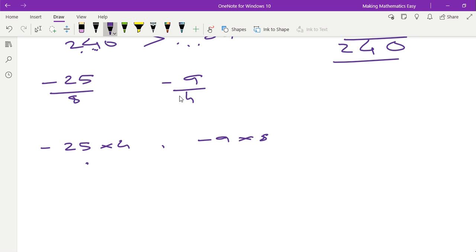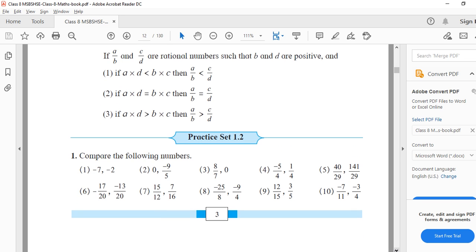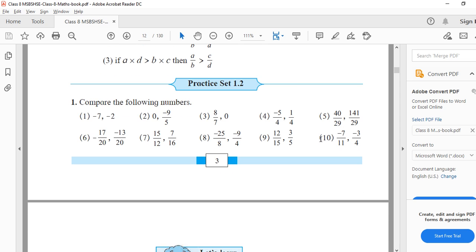25 4s is 100, but negative sign you need to remember. 9 8s are 72 negative. Now among negative 100 and negative 72, which one is bigger? Negative 72 is bigger, so this is your bigger number, so this will be your sign. So that's it. Now what you can do is, similar way you need to do sum number 9 and 10.